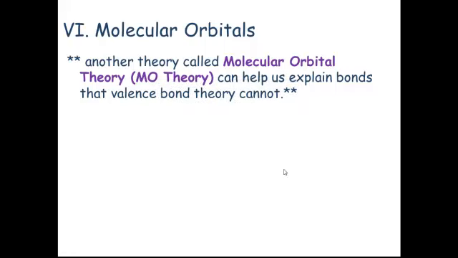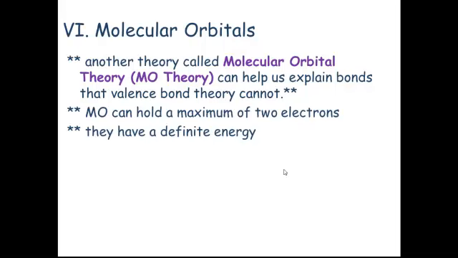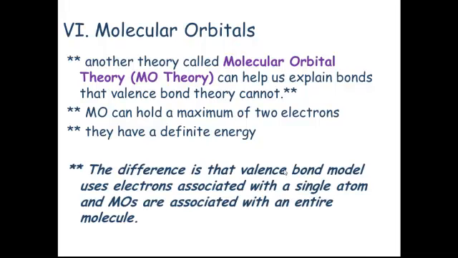So the next topic we're going to do is called molecular orbital theory. And we need to develop this theory because there are certain bonds that the valence bond model could not predict. Just like we did with the valence bond model, the molecular orbitals will hold 2 electrons and they have definite energy. So we will be mixing orbitals from single atoms to generate what we call a molecular orbital.